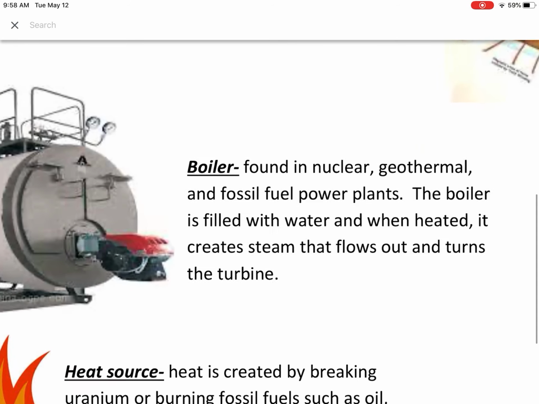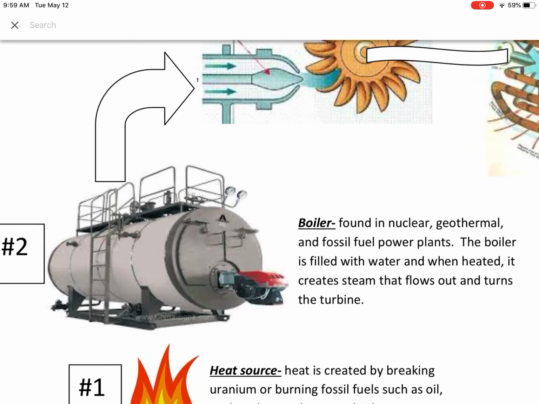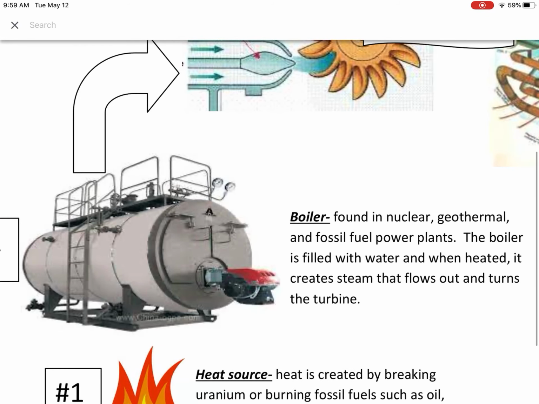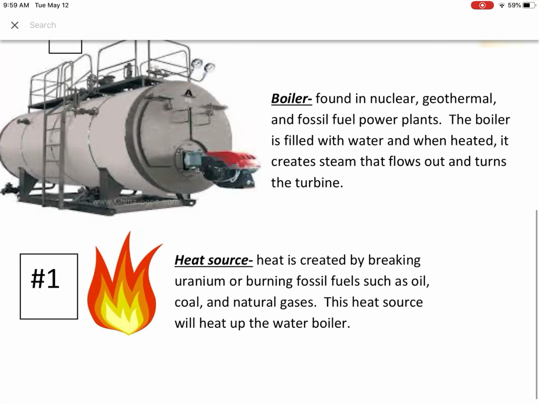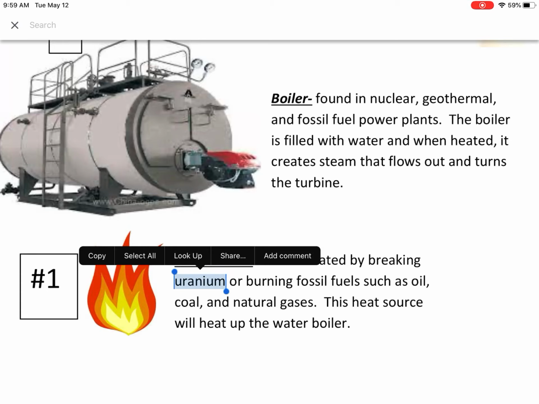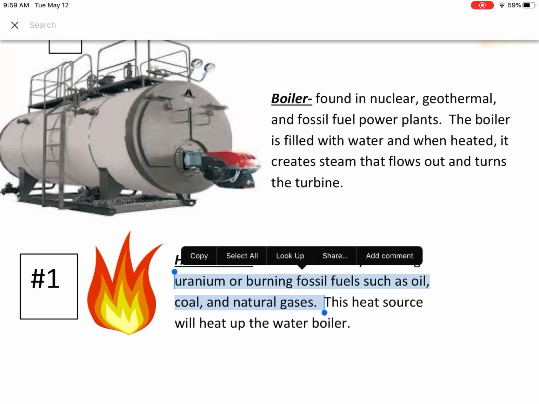You need a boiler. And the boiler is just a big bathtub of water. That's it. It's a big bathtub of water. And so what do you do with water? You heat it up. Now you can heat the water by breaking uranium. If you break uranium, it creates so much heat that it can heat up the water in the boiler. Or maybe you burn some fossil fuels, such as oil, coal, or natural gases. Or maybe you burn wood or plants.